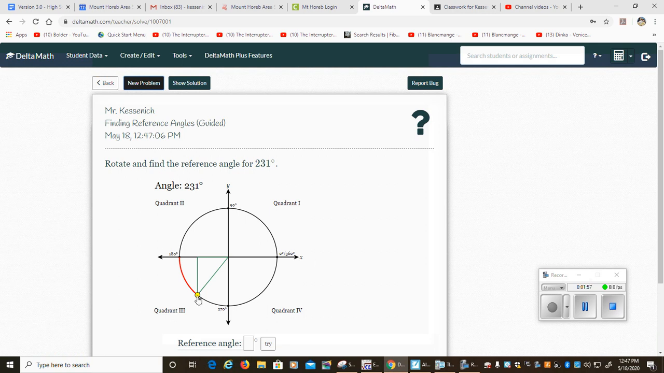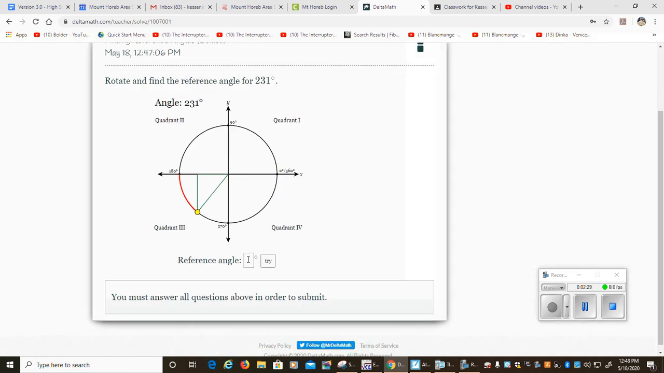It's looking for the positive distance to the x-axis. That distance there is shorter than this distance. So you choose the shorter one. I'm not trying to overcomplicate it. I'm just saying it's the shortest distance to the x-axis. In other words, how far past 180 degrees are you? So if you count up from 180 to 231, 20 gets you 200, 31 more, so that's 51. So it'd be 51 degrees.